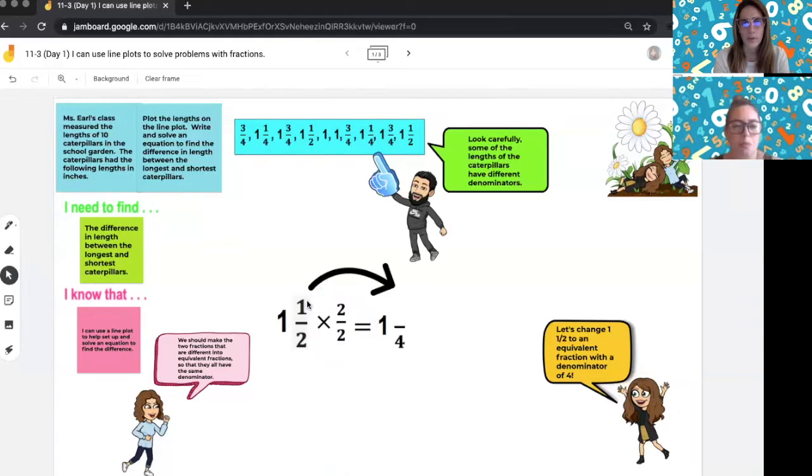So then if we multiplied the 1 times 2, what would we get? 2. So the answer would be 1 2/4. Good. Now we can replace both the 1 1/2 in our data set with 1 2/4. Let's go to a clean page to make the line plot.